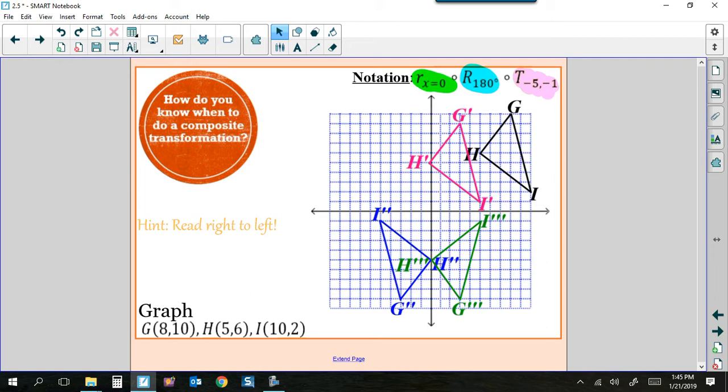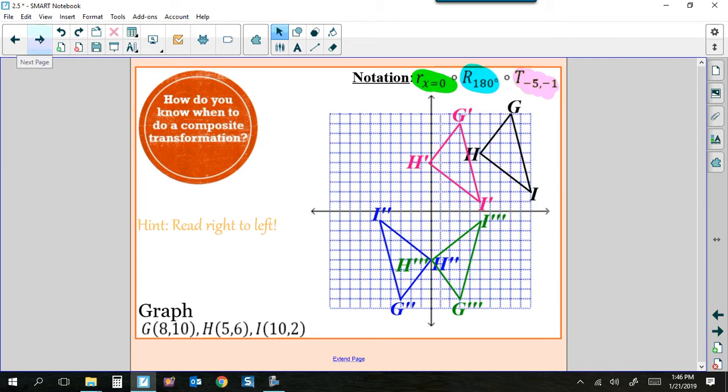Notice that I once again added a prime notation. So G up here in quadrant 1 moved left 5, down 1 to here. The image of G is right here with G prime. Then G prime rotated to here. So G prime, the pre-image, became G double prime for the image. And then G double prime is the pre-image reflected over the y-axis, becoming G triple prime. Anything else? I think that's it on that one.